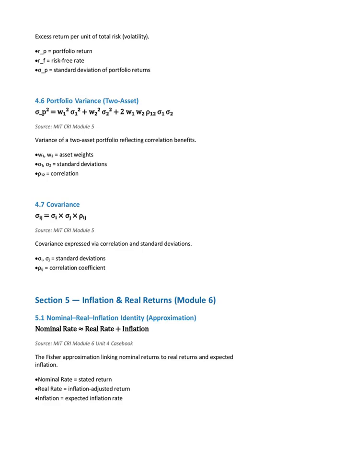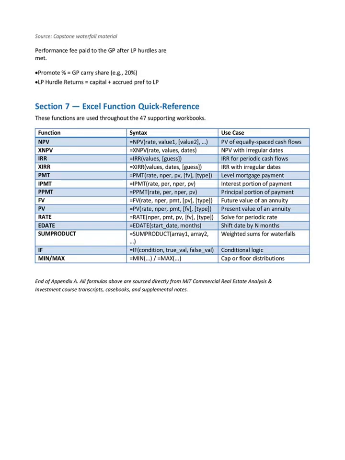The Fisher approximation, nominal rate equals real rate plus inflation, the simplest way to translate between nominal and real. This page covers limited partnership performance fees and hurdle returns. The promote equals general partner carry share. LP hurdle returns equal capital plus accrued preference.